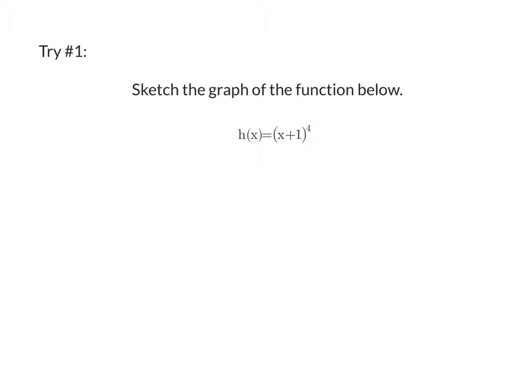So if we sketch this one, again, we can use transformations from previous functions. So this plus 1 is actually going to move our graph to the left one, so it will kind of remind us of a parabola, except it's a little bit thinner. Okay, and it's been shifted to the left one.